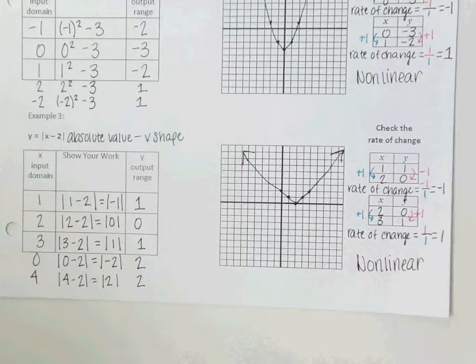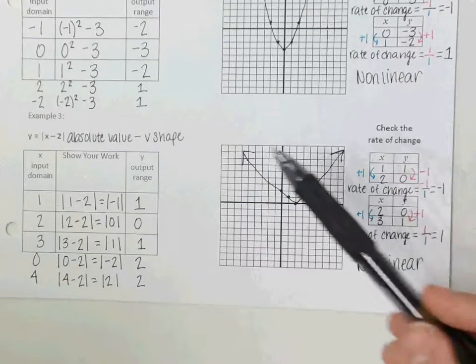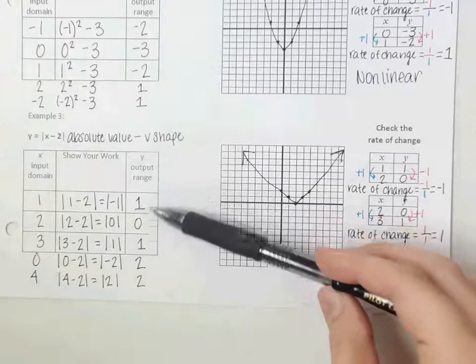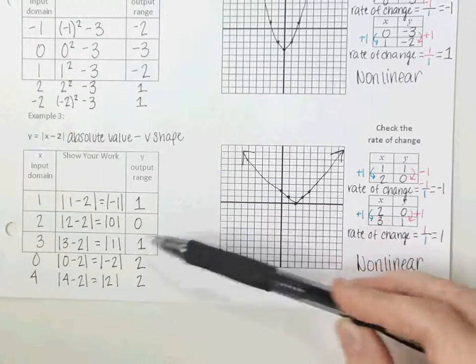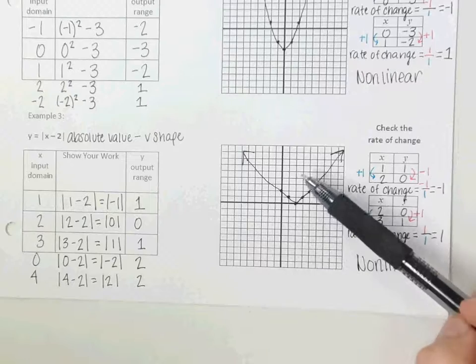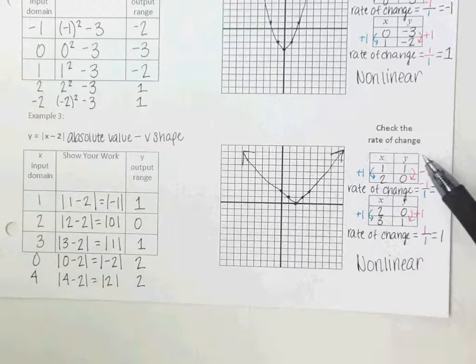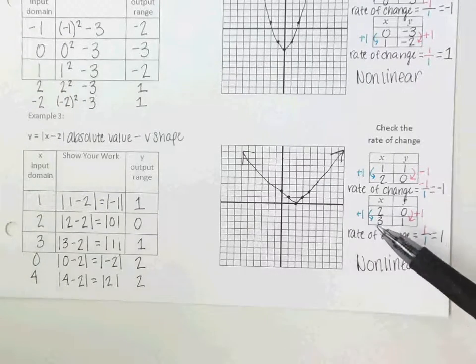Now be sure whenever you do your homework tonight that you make tables for me the same way we made tables for these equations. And then you're going to graph it and then tell me linear or nonlinear. You do not have to check the rate of change on your homework tonight.